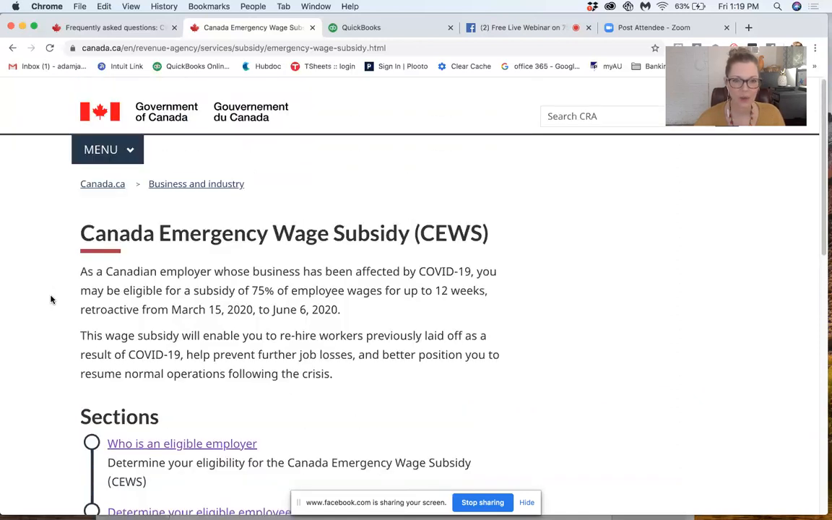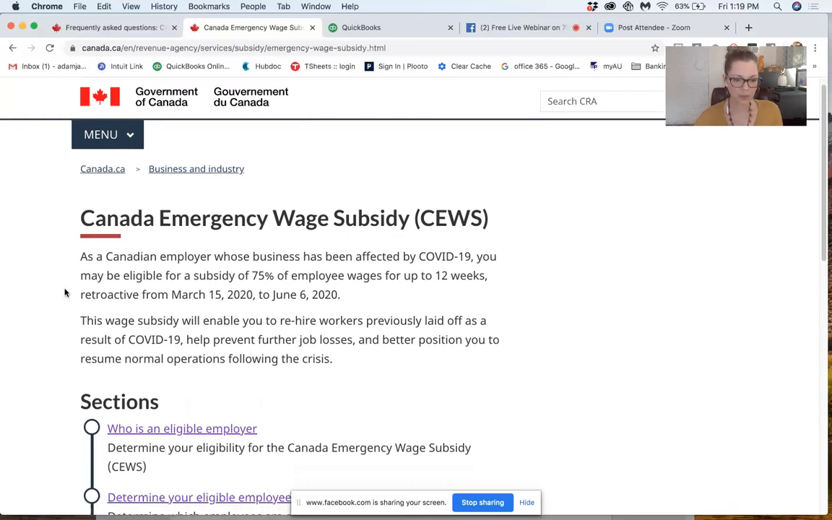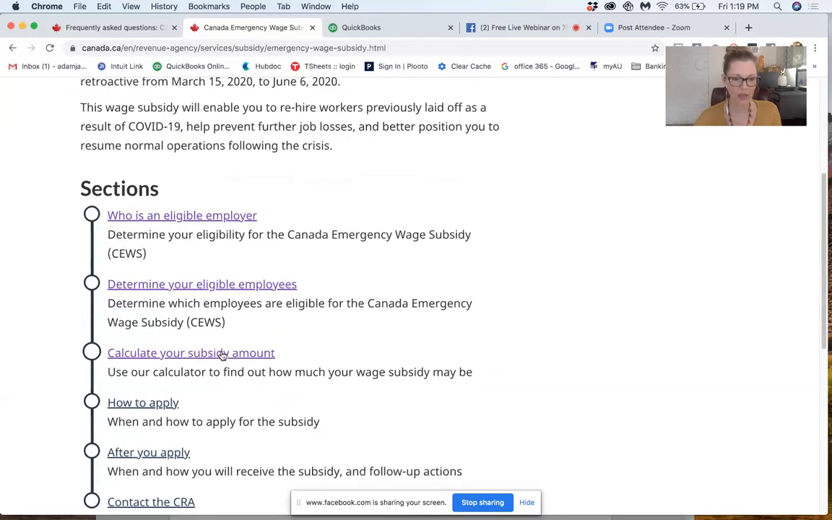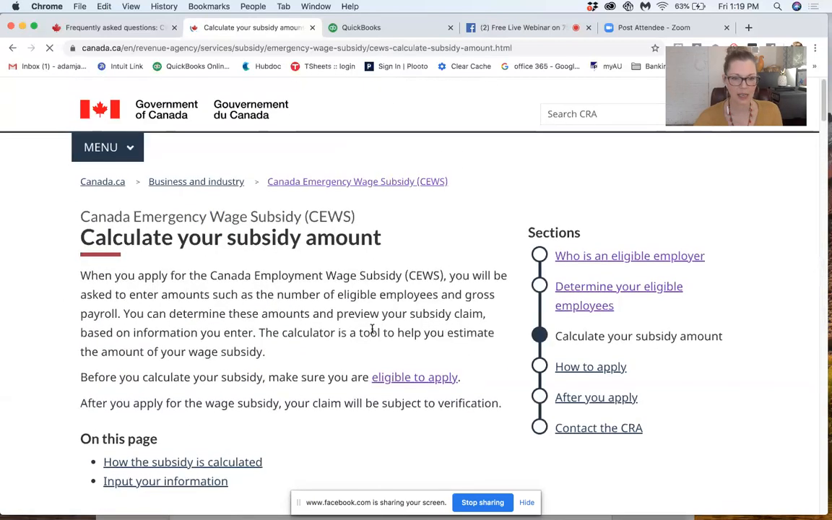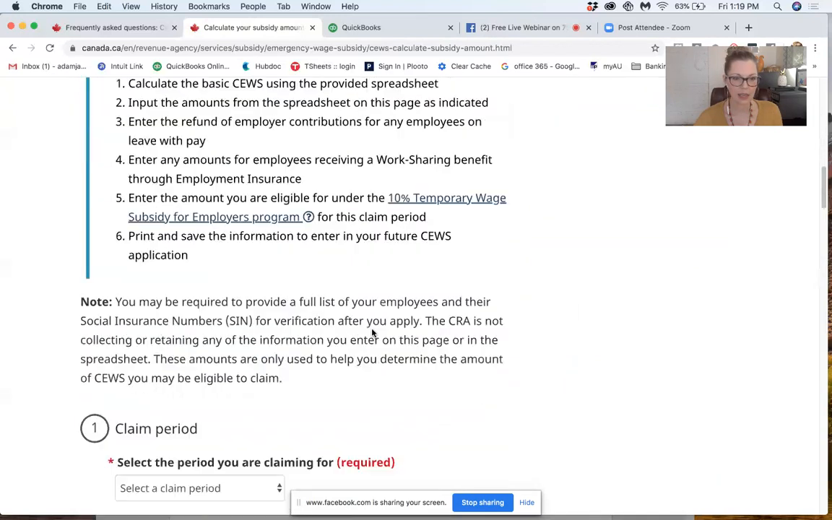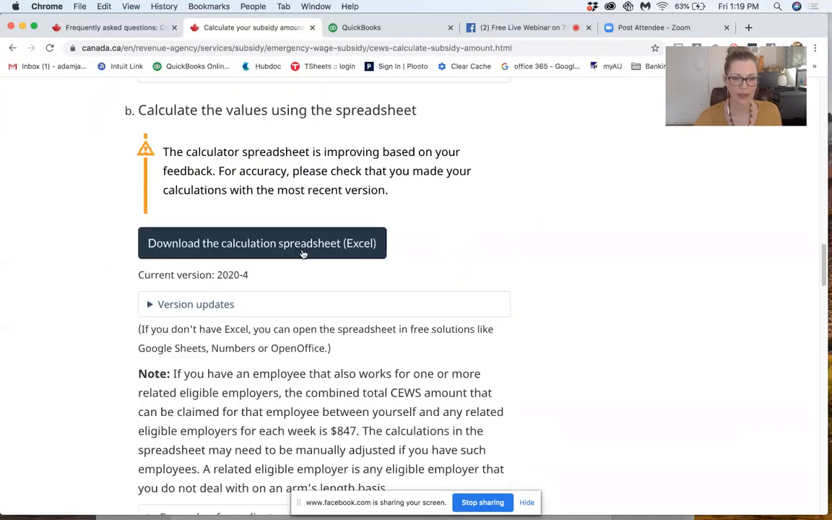So the first step is going to be to download the template that CRA has produced for us. That's on this website. If you just Google search CEWS, you'll get to this page. And then over here, it's got calculate your subsidy amount. When you scroll down, there's a button here, download the calculation spreadsheet in Excel. If you haven't already seen this, that's where you can go to download it. Just click that button, it'll download an Excel file to your browser, and then you open it from there.